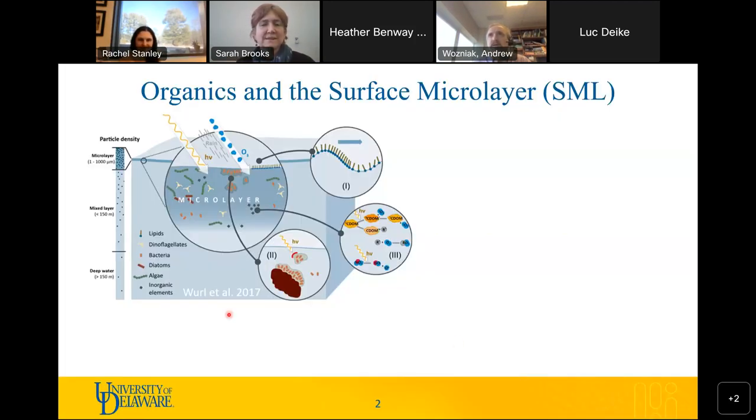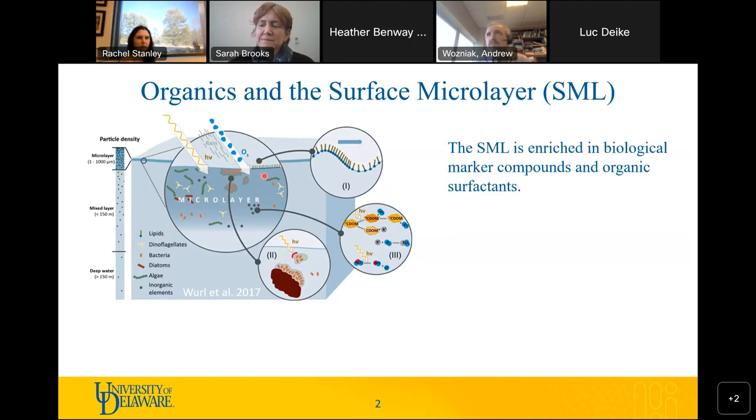What I'm showing here is a beautiful cartoon of the microlayer taken from Wurl et al. in 2017, who does a very nice job of showing the links between biological processes and this upper mixed layer and then the microlayer itself. And in particular, the contribution of these lipid molecules that accumulate at the sea surface microlayer. So we know that the microlayer is enriched in a lot of biological marker compounds, including organic surfactants.